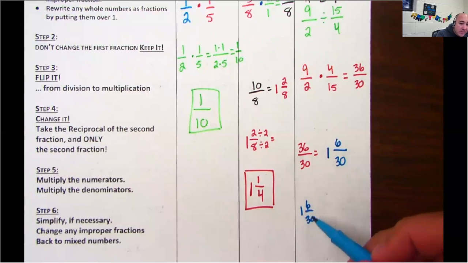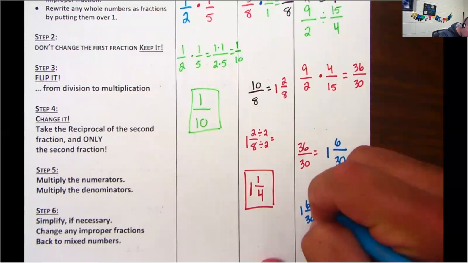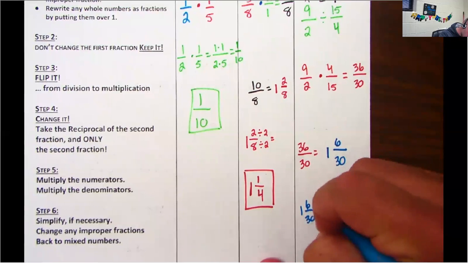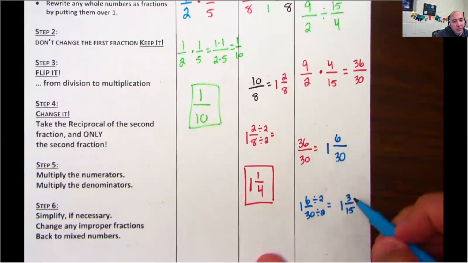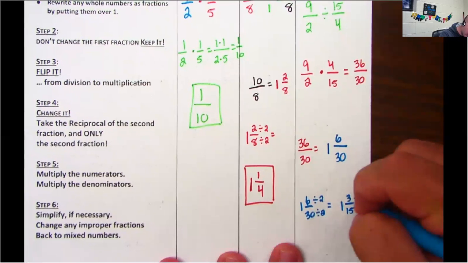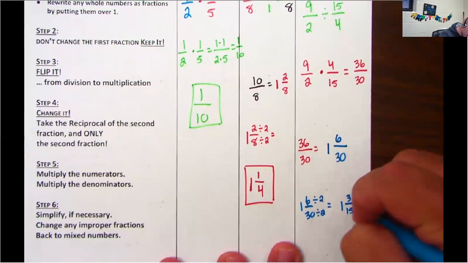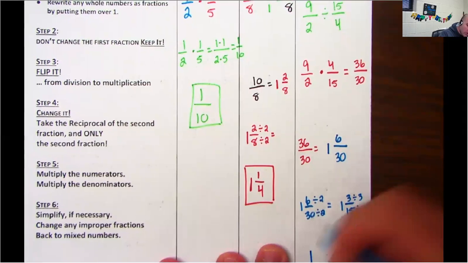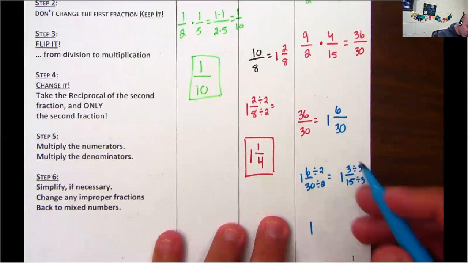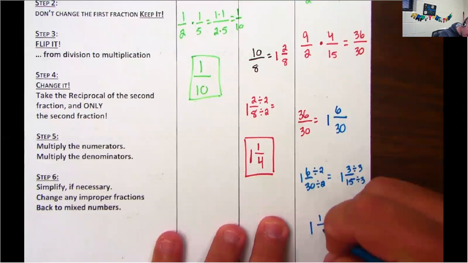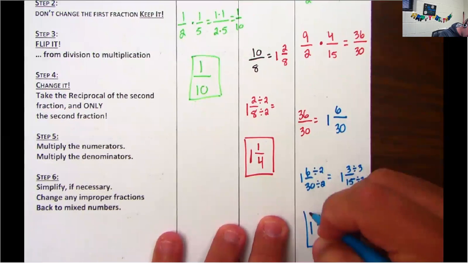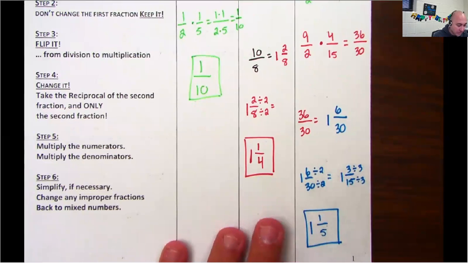What number goes into both 6 and 30 evenly? Well, can't 2 go into it? So that would be 1 and 3/15. But look at that. 3/15 can be simplified again. 3 goes into both of them. 3 divided by 3 is 1. 15 divided by 3 is 5. There's your answer.